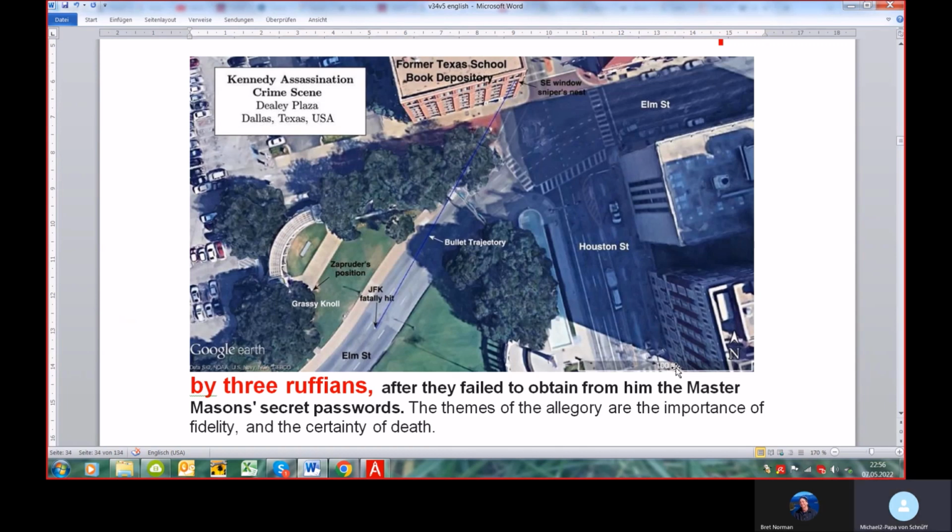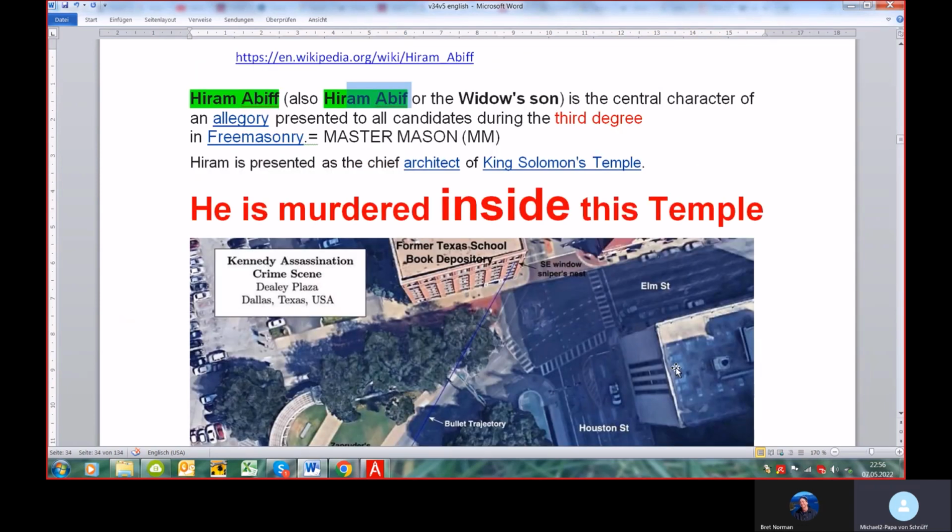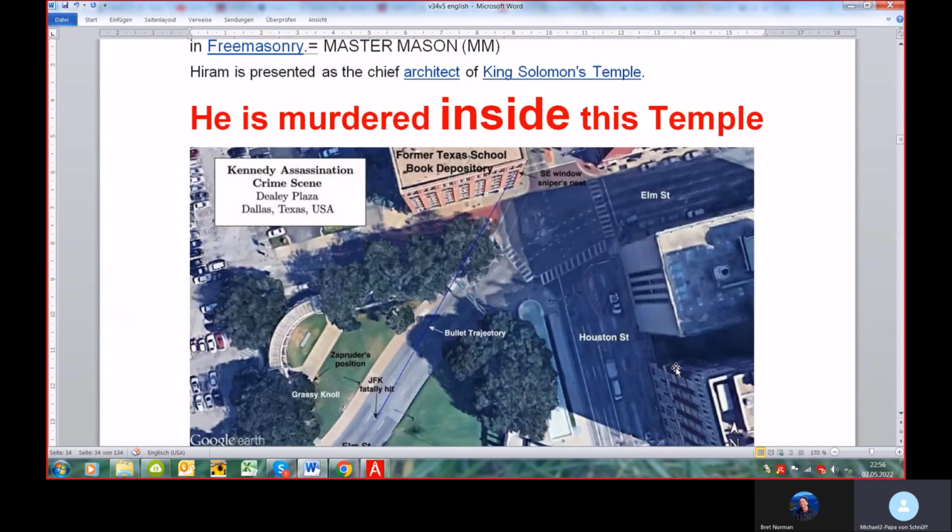And even if he was not very deeply involved, which I would highly doubt, he would know that he would have to go to Elm Street and have to be located there, because the assassination should have taken place inside the temple. Inside the temple. That's the condition here. Inside this temple. And we will go into this very elaborately in the next session.